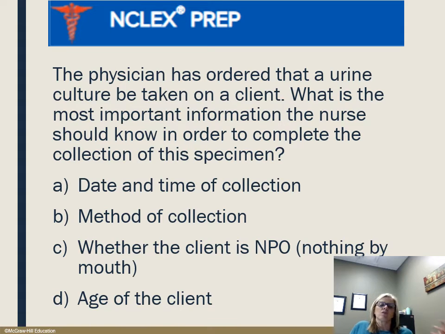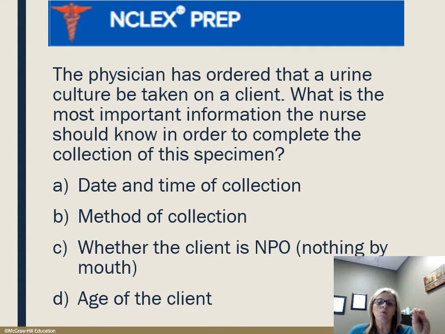A physician has ordered a urine culture to be taken on a client. What is the most important information that the nurse should know in order to complete this collection of the specimen? All right, so think about the things we just spoke of. What would be most important here to know? Date and time of collection, method of collection, and whether the client is NPO, which means they've not had anything by mouth, or the age of the client.